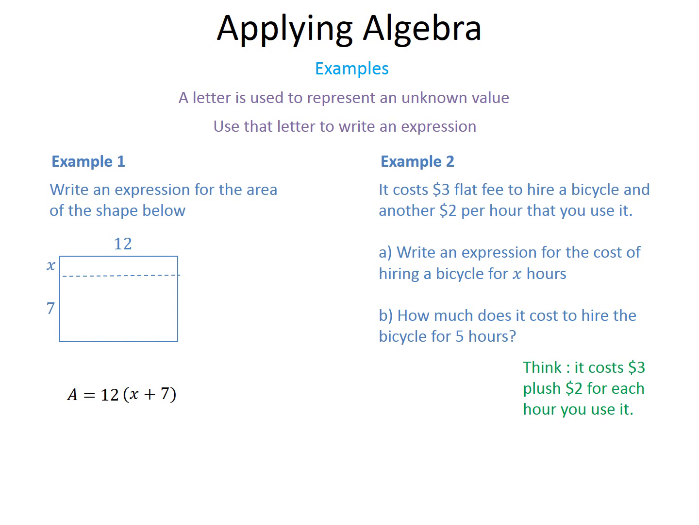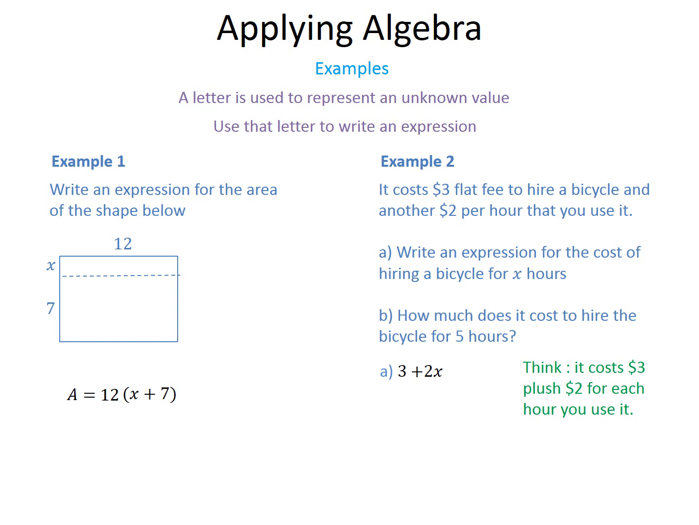And so now we just have to say, well, how do I write that down using algebra, using maths? And it's going to look like this. We're going to start with 3 because that's the $3, and then we'll need to add $2 times the number of hours. So we're going to say 2x because it tells us x has to be hours. And so that's $3 plus 2 times x, 2 times the number of hours. And that's it for part A.